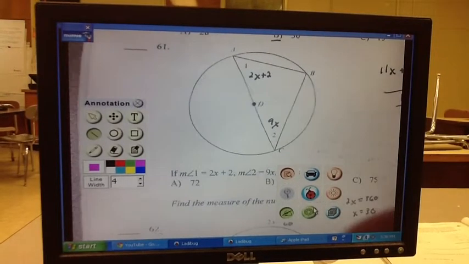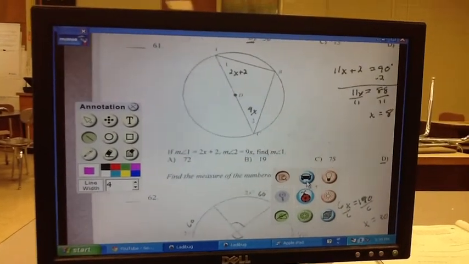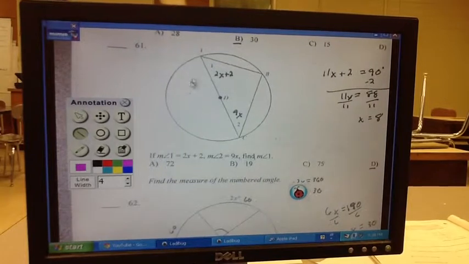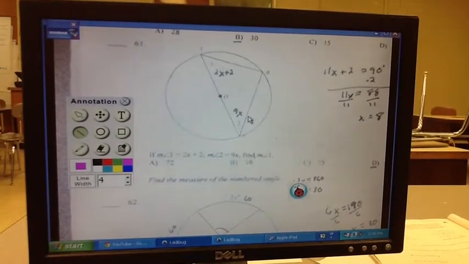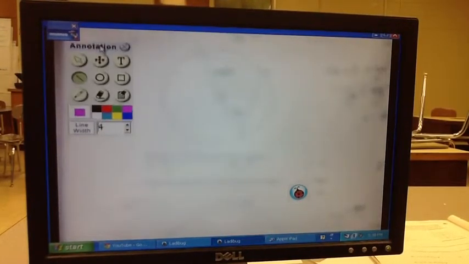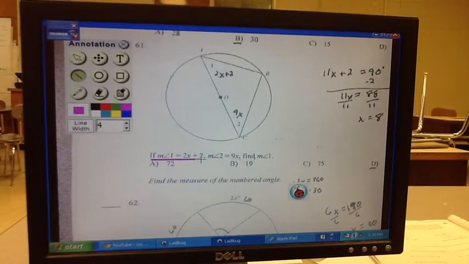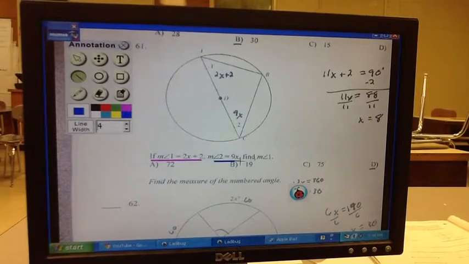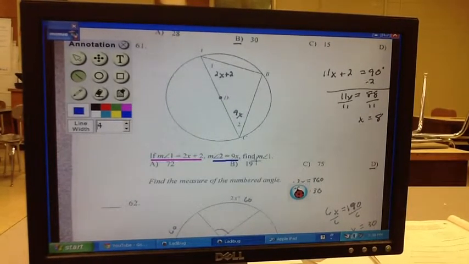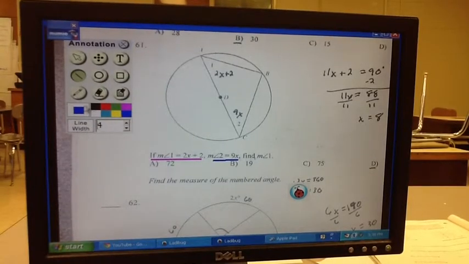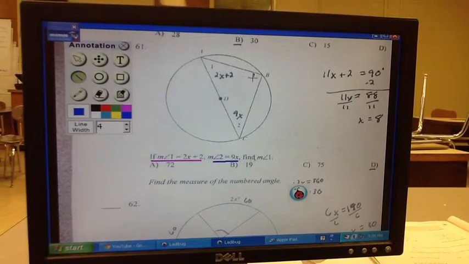Alright, let's see. Focus it up. Alright, question 61. If it'll focus. Alright, actually 61 gives us a couple different pieces of information. It says angle 1, so I wrote in 2x plus 2. Angle 2 is 9x. Find the measurement of angle 1. Before we even go anywhere, we know that this angle here is 90 degrees.